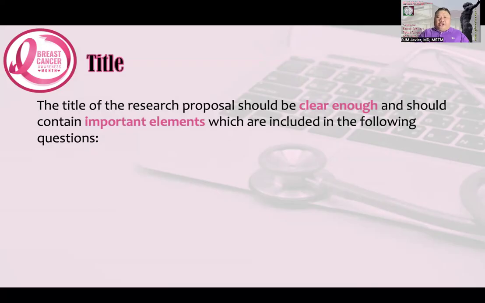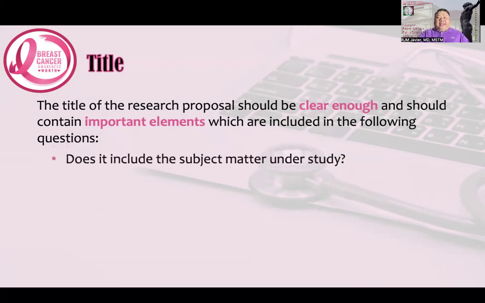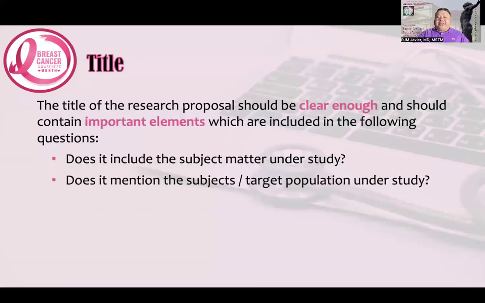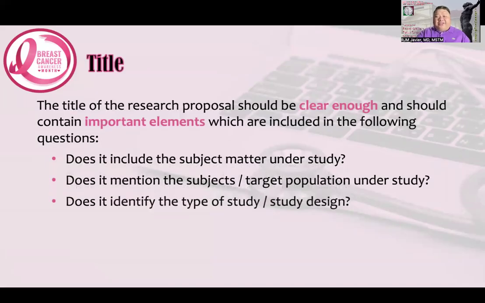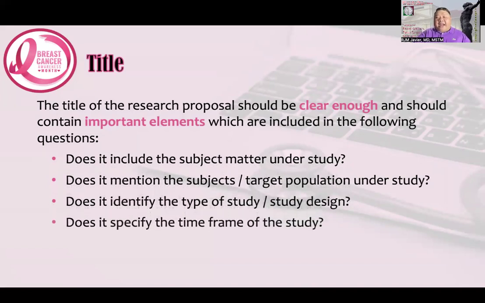The title of the research proposal should be very clear to the point that it should contain important elements which are included in the following questions. Does it include the subject matter under study? Does it mention the subjects or the target population under study? Does it identify the type of study design? Does it specify the time frame of the study?